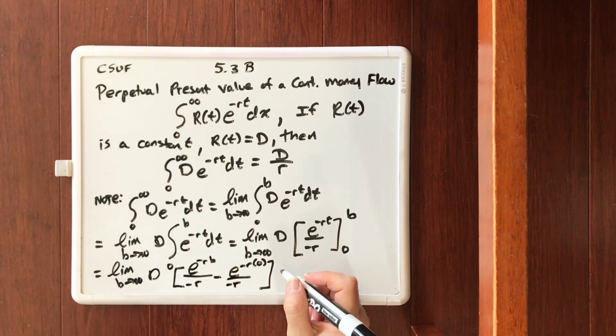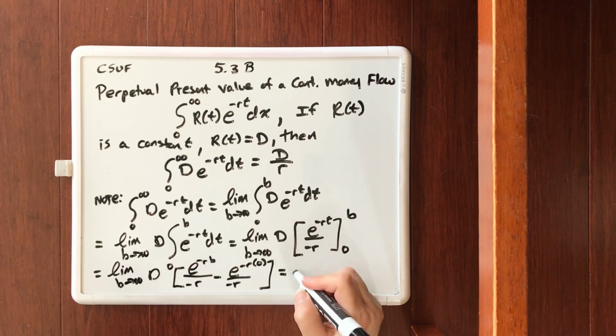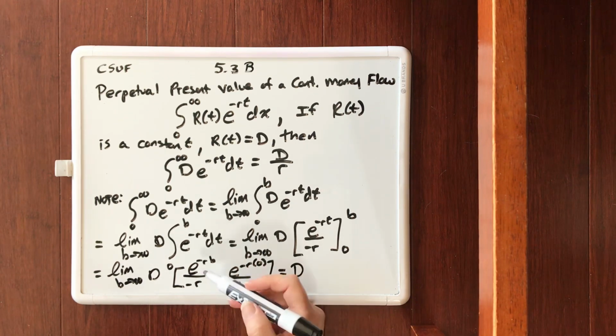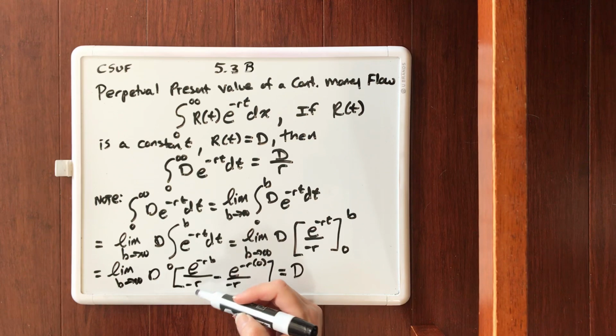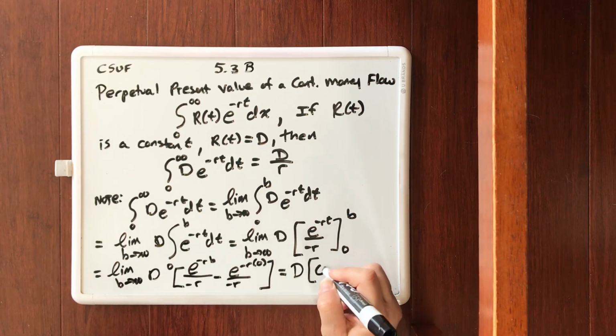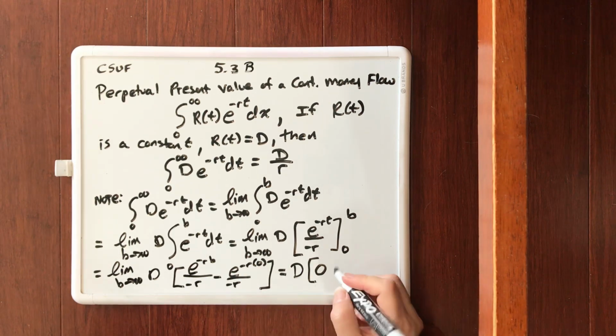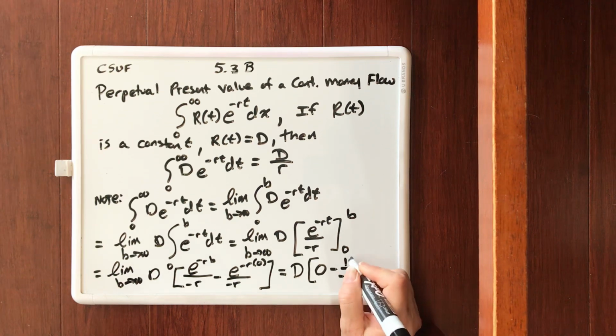Okay, so when we evaluate this, taking the limit, we're going to keep the constant. We know this is going to go to the bottom, and what's going to happen to this? This is all going to go to 0. And then we know e to the 0 is 1, so that leaves us with negative 1 over negative r.